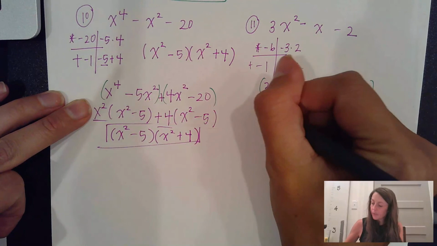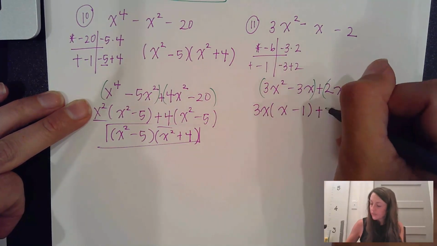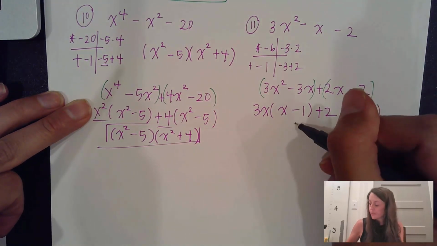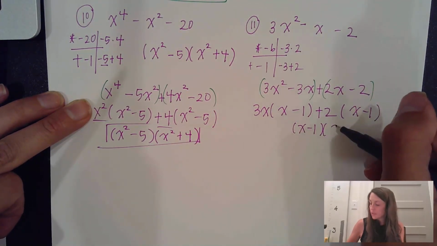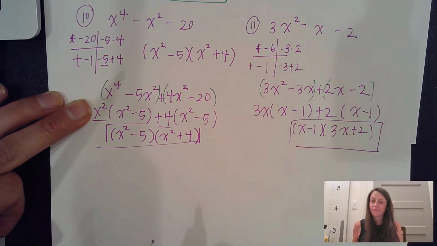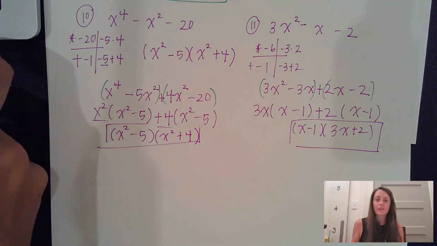Out of the first grouping, you'll factor out a 3x, and you'll have an x minus 1. Now the second grouping, you'll factor out a 2, and you'll have an x minus 1. So you'll have an x minus 1 times 3x plus 2. There you go. So there are your groupings. All right, so get some more practice in, and if you have any questions, let me know.